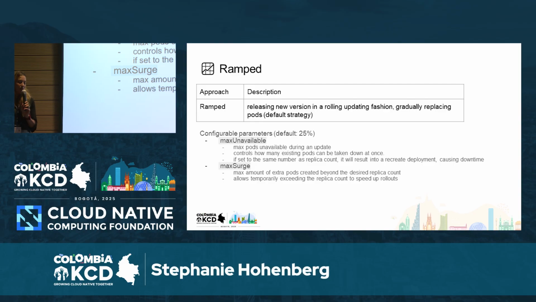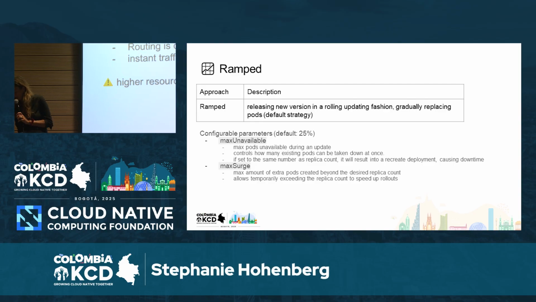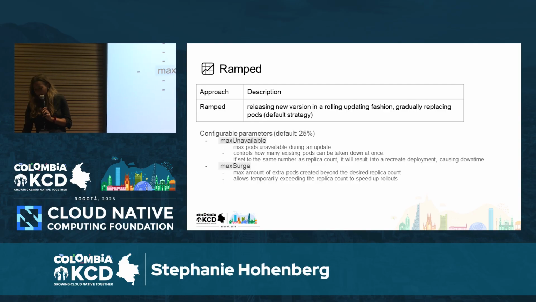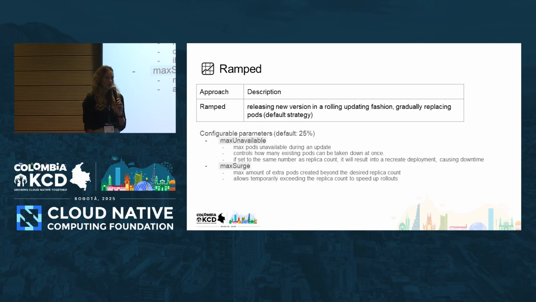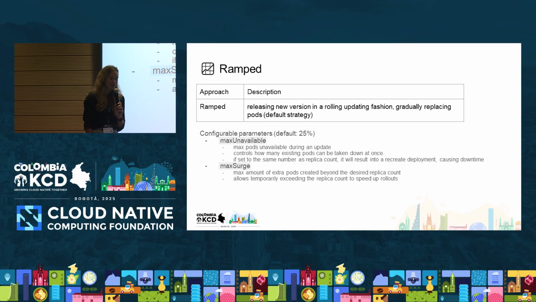The default deployment strategy is the ramped strategy. It's also known as a rolling update. And you actually don't need to define anything in the deployment resource because it's already there by default. But you can configure some parameters, maxUnavailable and maxSurge.